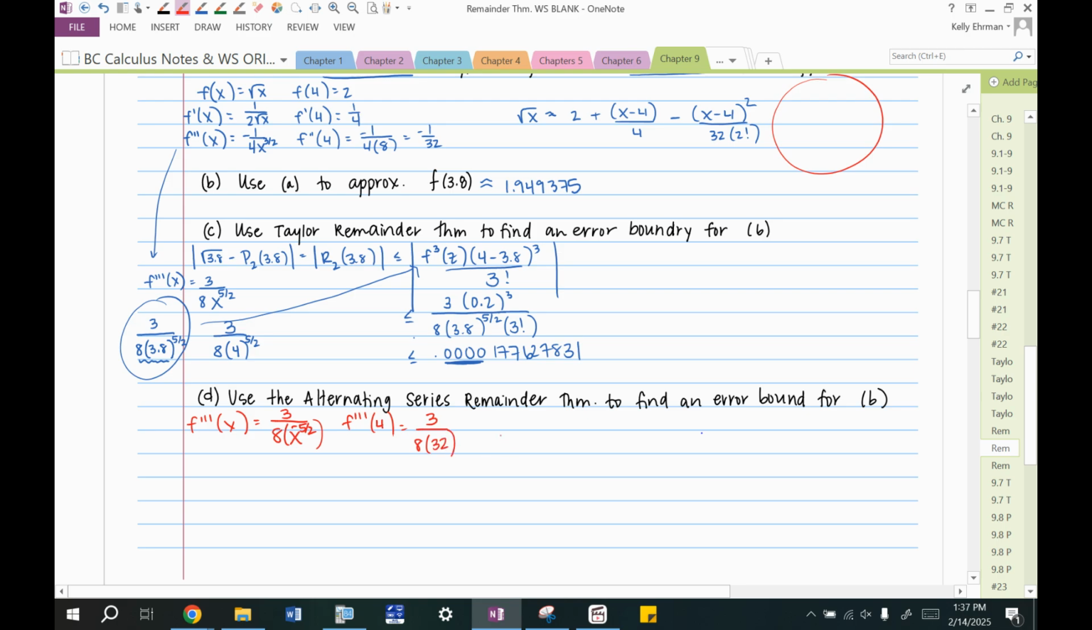All right, so the alternating series remainder would say R2 of 3.8 would be less than or equal to A3 of 3.8. And what would that term have been? So we just said here's f triple prime, so it'd be this, whatever that is. And then it would have been times (x minus 4), so (3.8 minus 4) to the third power over 3 factorial. All right, so let's see what that comes out to.